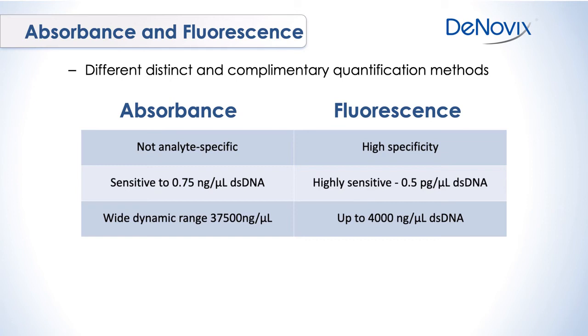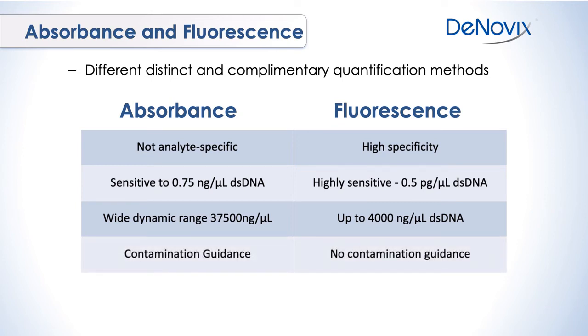The fluorescence assays also have a wide dynamic range, but it's kind of a different level to absorbance. So the fluorescence assays can go up to 4,000 nanograms per microliter when using the broad range kits. Absorbance can give us contamination guidance, as we saw, whereas fluorescence doesn't have that ability, unless of course we use multiple kits for DNA, for RNA, for protein to really identify exactly what's in that sample.